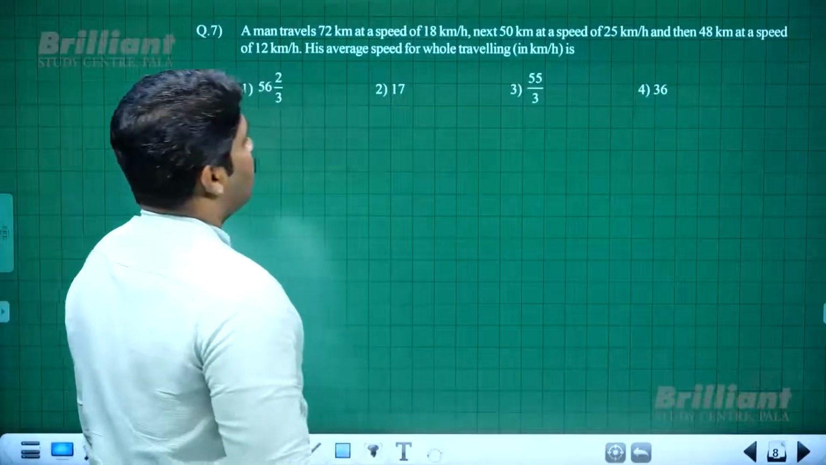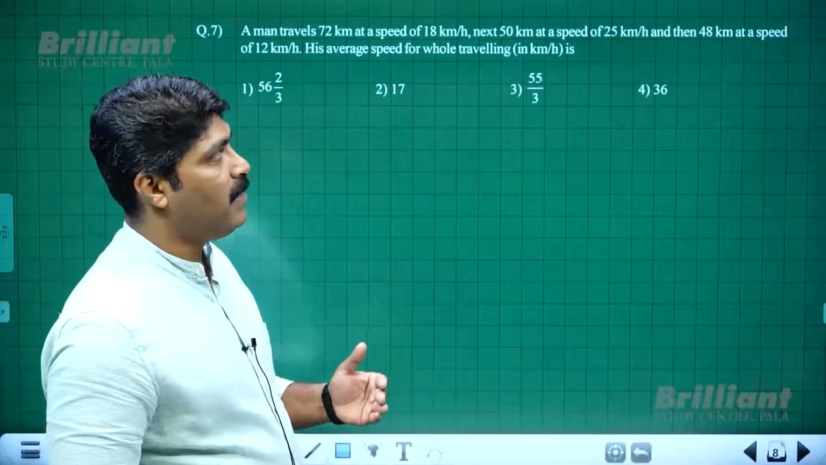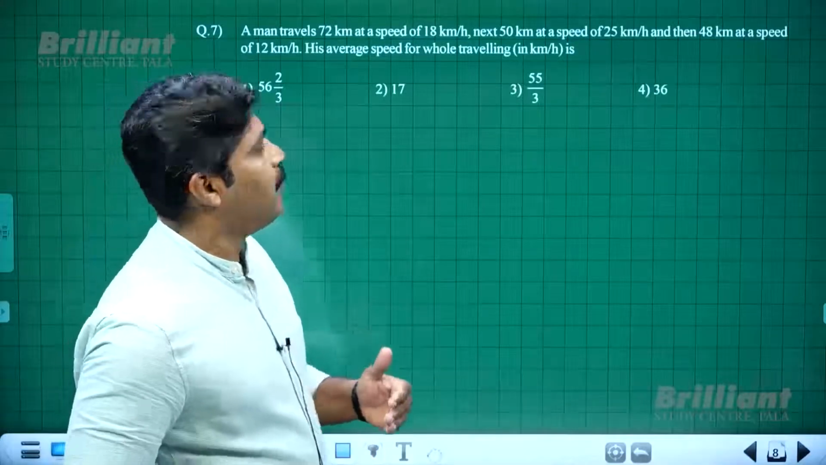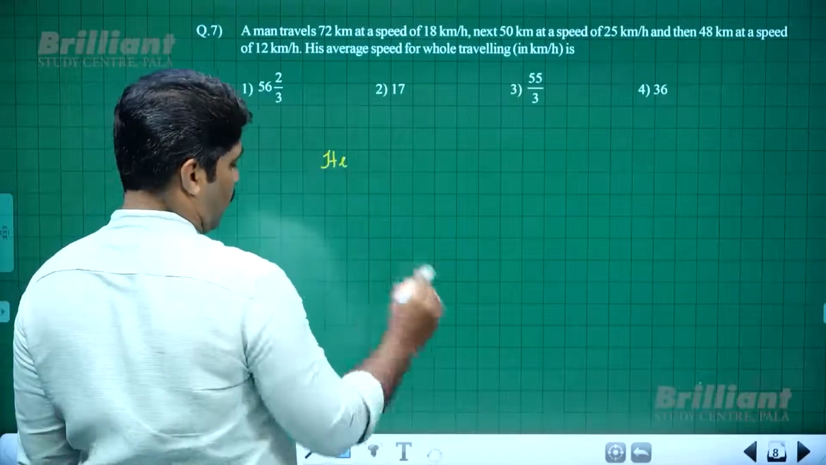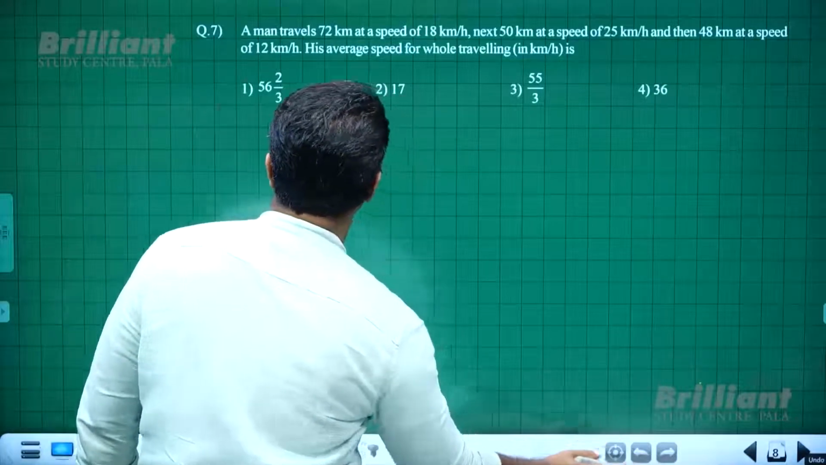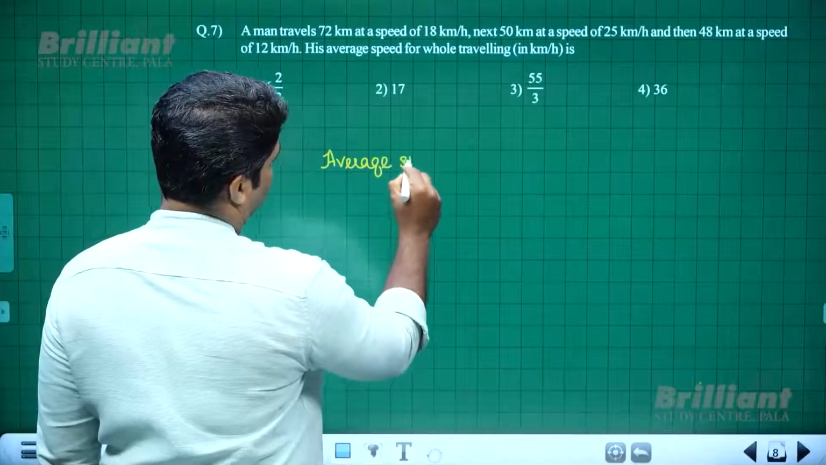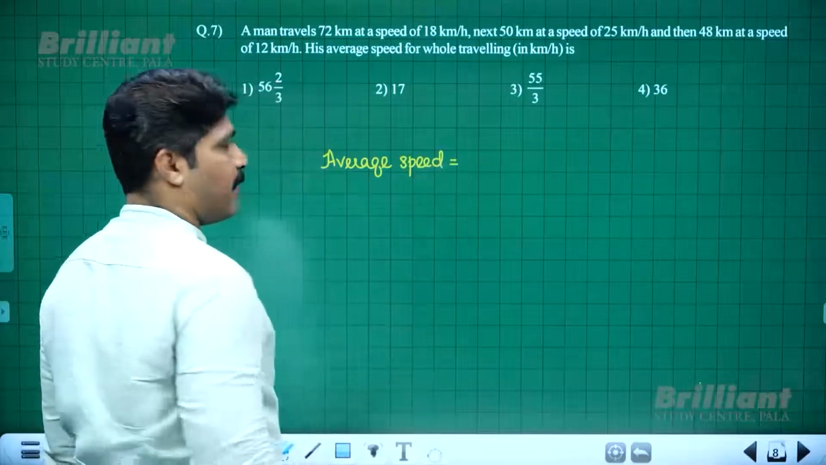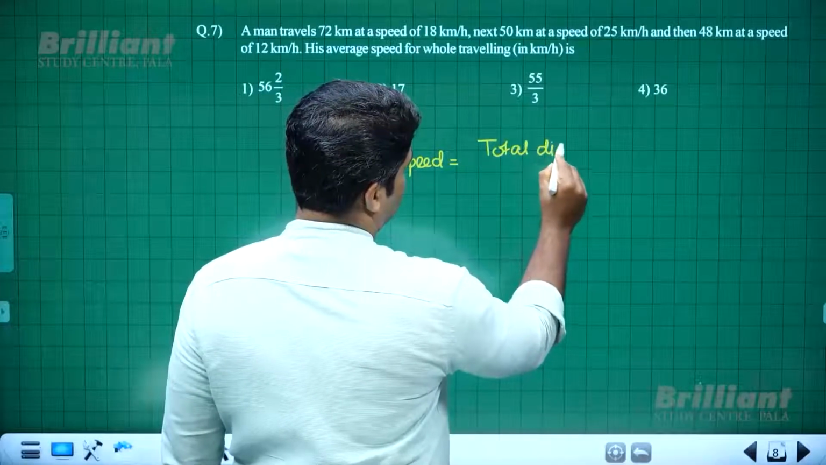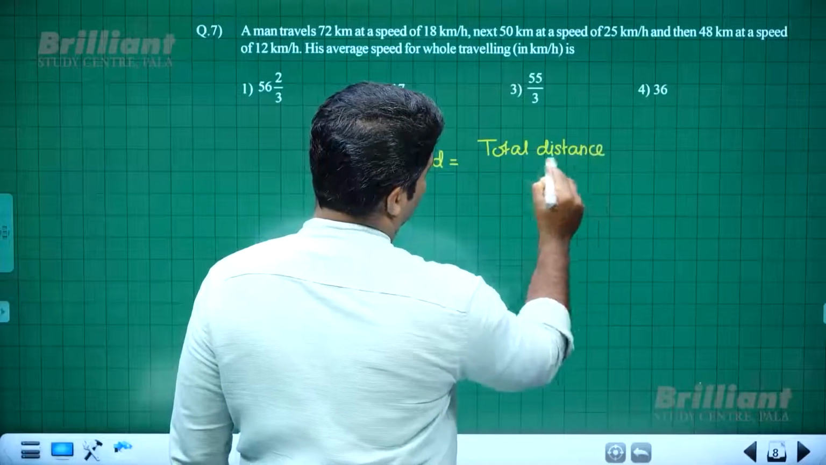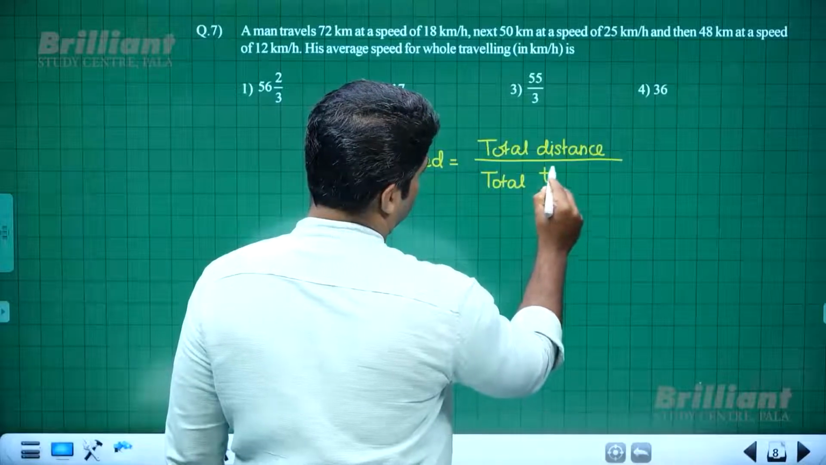A man travels 72 km at a speed of 18 km per hour, the next 50 km at a speed of 25 km per hour, then 48 km at a speed of 12 km per hour. His average speed? So what is the basic result to find the average speed? Average speed, its basic result is total distance covered divided by total time. Total distance by total time.